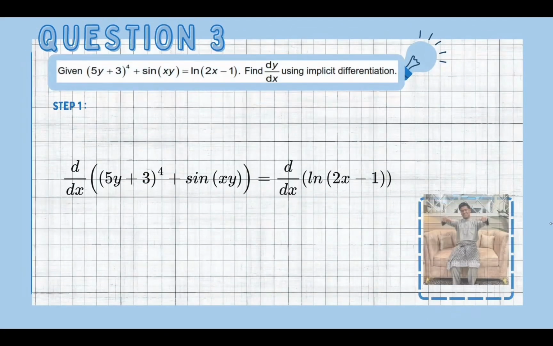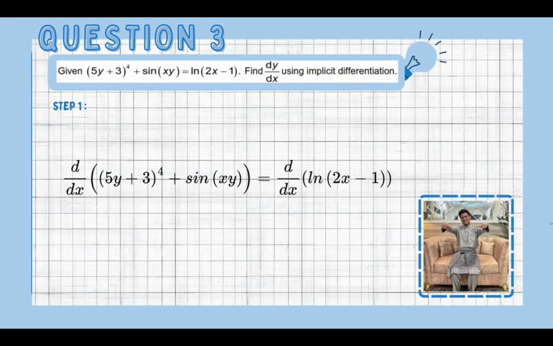Now we go to question 3. Given 5y plus 3 in bracket power of 4 plus sine in bracket xy equal ln in bracket 2x minus 1. Find dy over dx using implicit differentiation. For the first step, we will apply the derivative operator to both sides, which means it will be d over dx multiplied by 5y plus 3 in bracket power of 4 plus sine in bracket xy equal to d over dx multiplied by ln in bracket 2x minus 1.